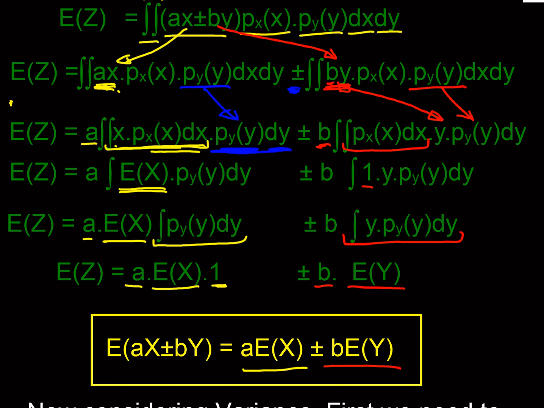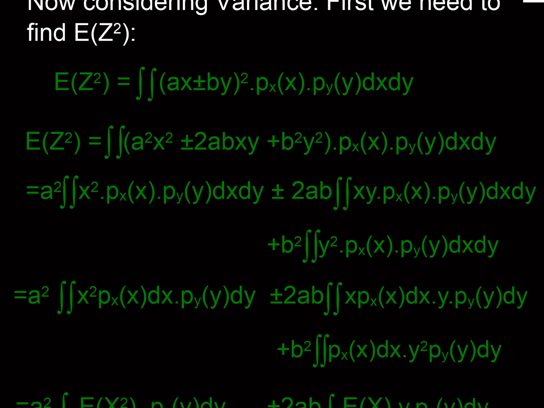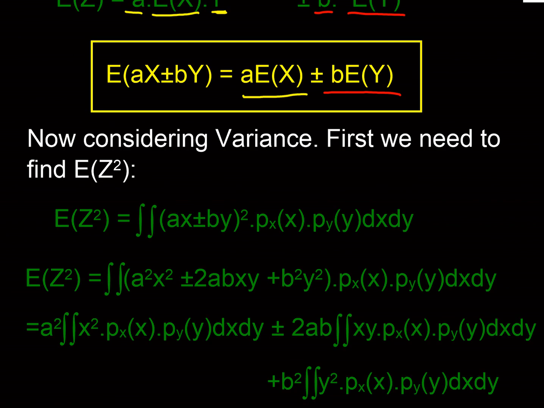We found our expected value. Now let's have a look at what our variance is. The first thing we need to find our variance is we're going to have to find our expected value of z squared. Well, we know what z is, so z squared is just that bracket squared, and then we're multiplying it by the two probabilities again, and then we're integrating it over x and y.